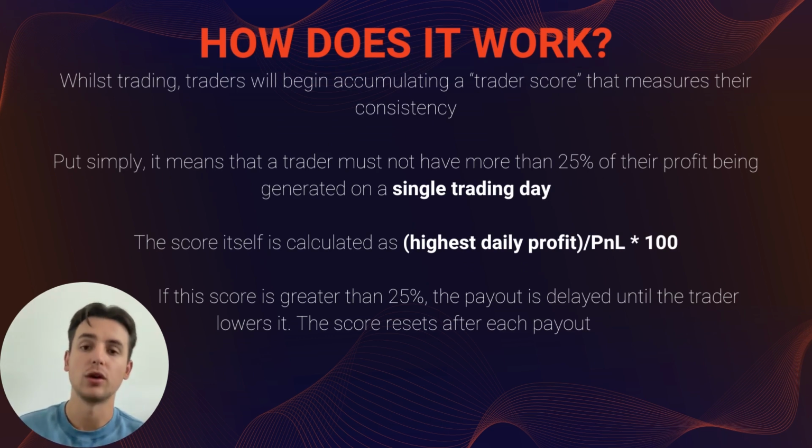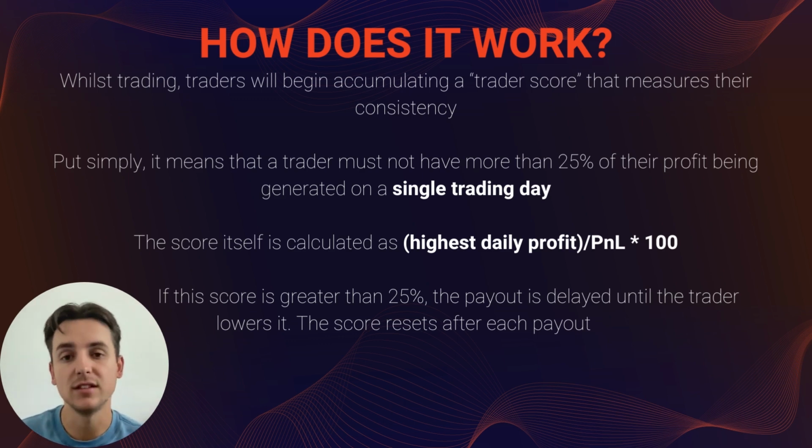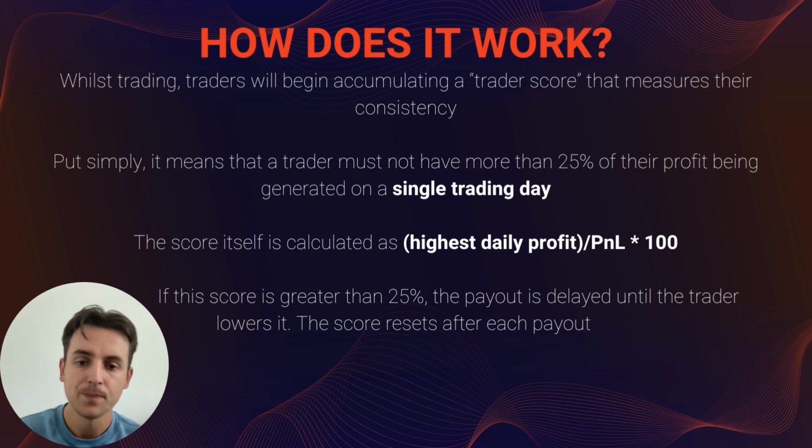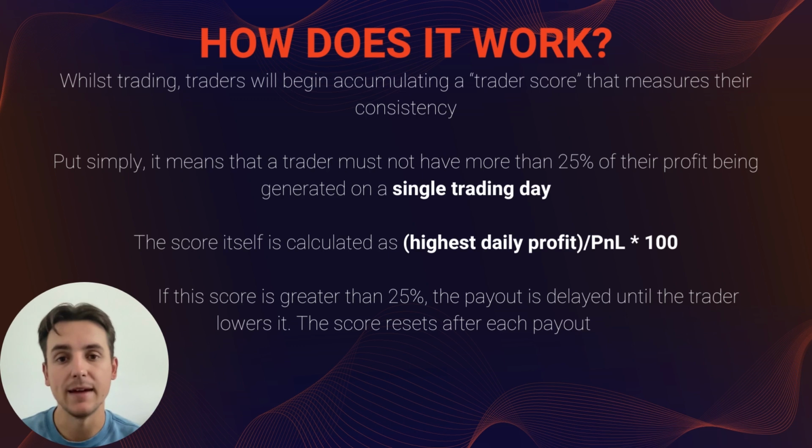Whilst trading, a trader will begin to build a score that measures their degree of consistency over their trading month. Put simply, the rule aims to measure how consistent you are, and it does so by making sure that no more than 25% of your monthly profit and loss is generated on a single day, i.e. you don't want to have one single day having generated half, for example, of your profit and loss of the 10 days of trading.